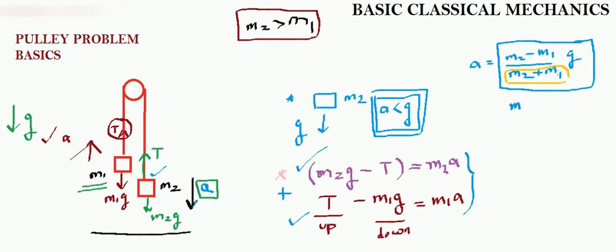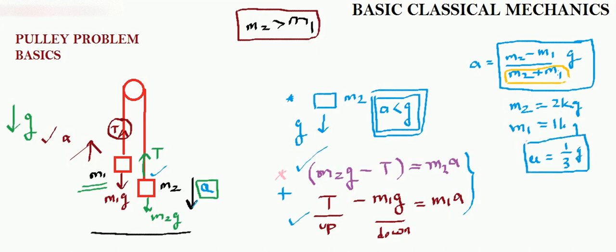So put m2 as 2 kg, and put m1 as 1 kg. Okay, what do you get? Obviously you'll get acceleration as 1/3 of g. You see, a is less than g. Why? Because we do not have a free falling system, we have a system attached to another system, and the two things make one system.